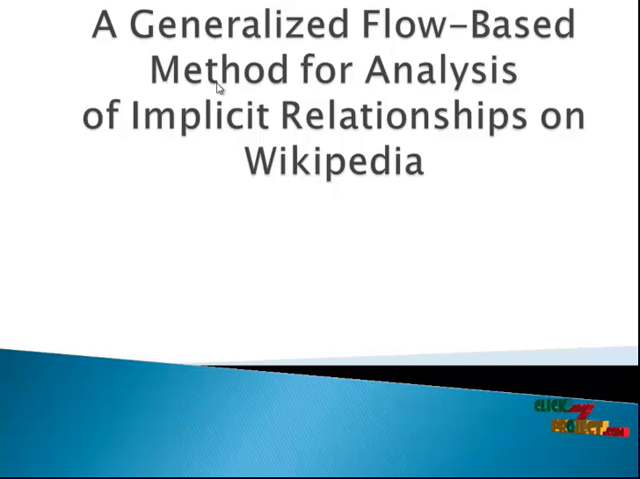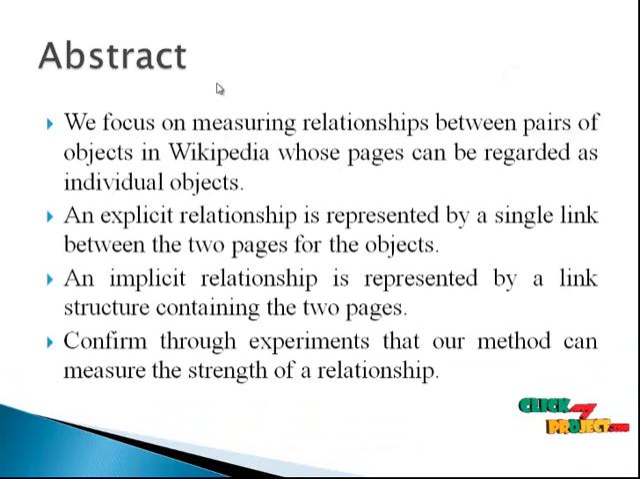The title of the project is a generalized flow-based method for analysis of implicit relationship on Wikipedia. Let us see the abstract. Wikipedia is a free encyclopedia written collaboratively by the people who use it. It is a special type of website designed to make collaboration easy.